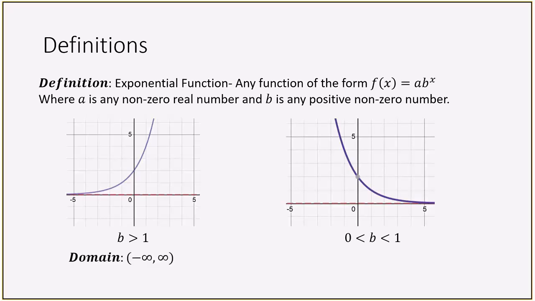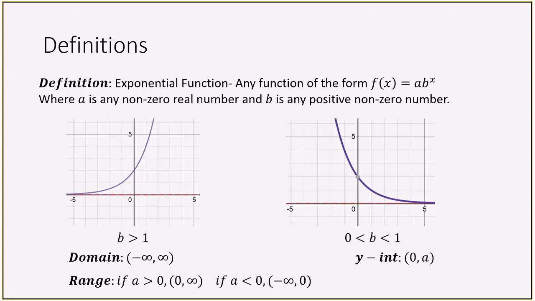Some additional facts about these graphs. The domain of any exponential is negative infinity to infinity. The range, and this is before any transformation, so this is the base case parent function, if you will. If a is greater than 0, it's 0 to infinity, which is what's happening in both of these graphs. If a is less than 0, it's one of these graphs being flipped, so it's negative infinity up to 0.